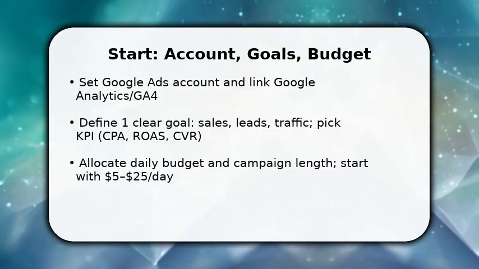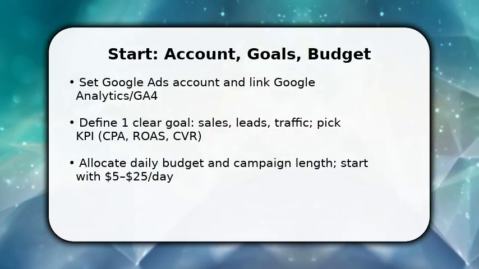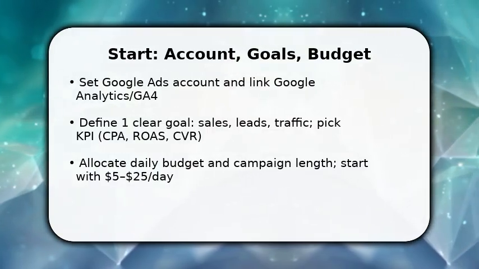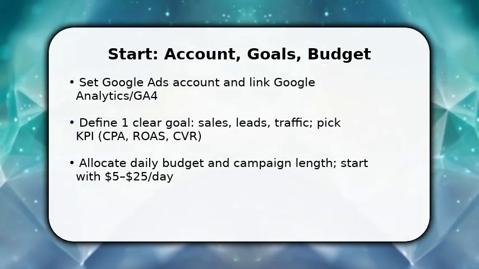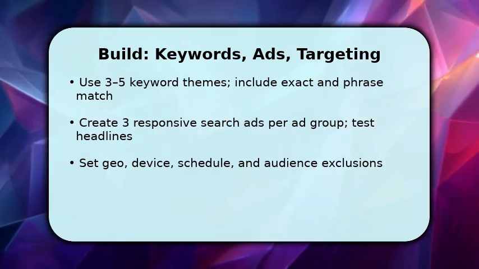Start small, $5 to $25 per day, so you can test. You should also choose a simple campaign type, search or smart, because that accelerates learning while keeping control of bids and audience signals. Now you build the campaign structure.